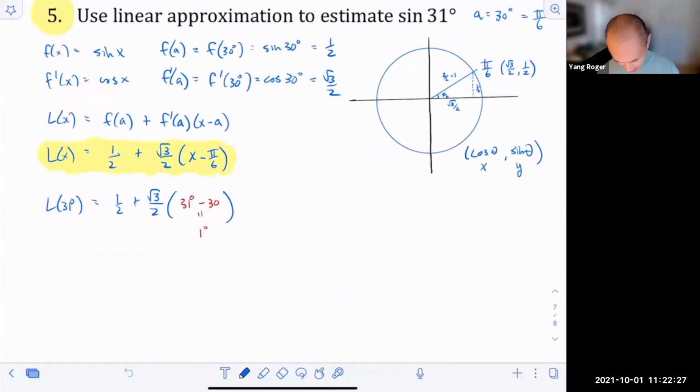So this is going to give you 1/2 plus rad 3/2 times pi/180 radians. And you can leave your answer like that. Are there any questions about that? Now, if you had a calculator, you could get a decimal answer if you wanted. But this is the work that I'm looking for. Okay.